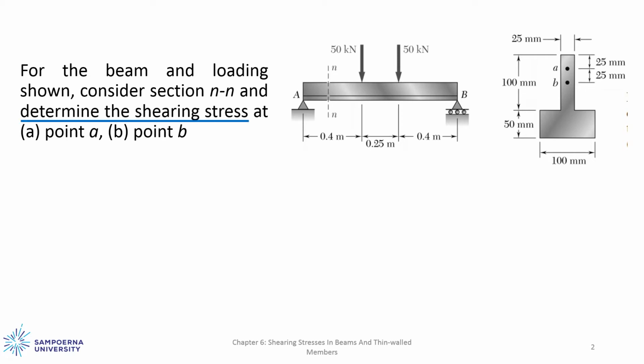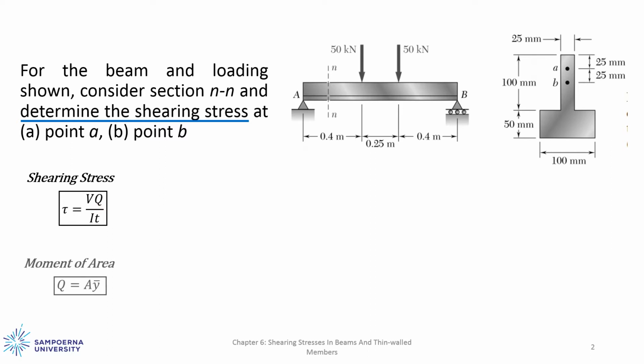In this question, we need to find shearing stress. Therefore, we need the shearing stress formula tau equal to VQ over IT, where V is shear force, Q is moment of area, which has the formula Q equal to A times y cap. Since the shape of the cross-section is not symmetrical, we need to determine the location of the neutral axis first, using this formula.